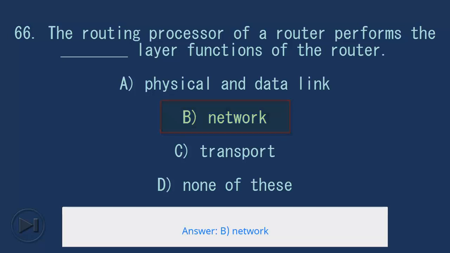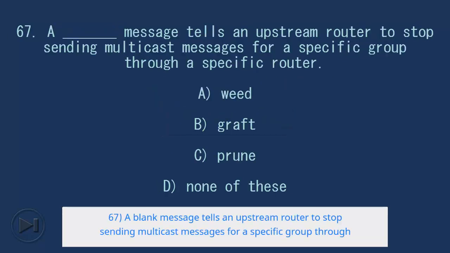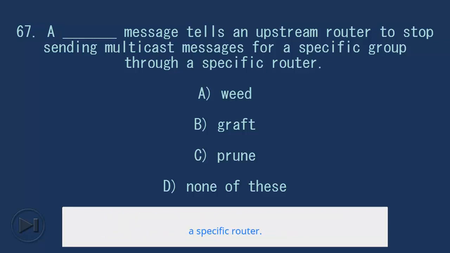Network. 67. A blank message tells an upstream router to stop sending multicast messages for a specific group through a specific router. A. Weed. B. Graft. C. Prune. D. None of these. Answer, C. Prune.